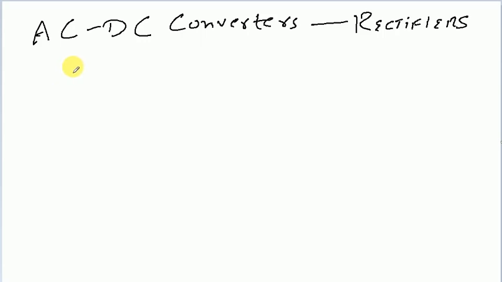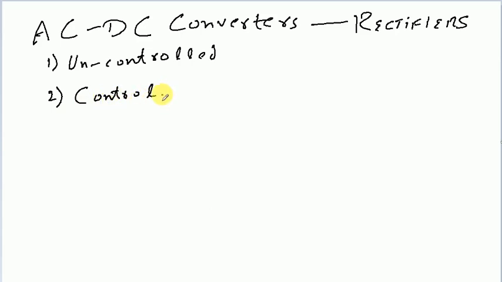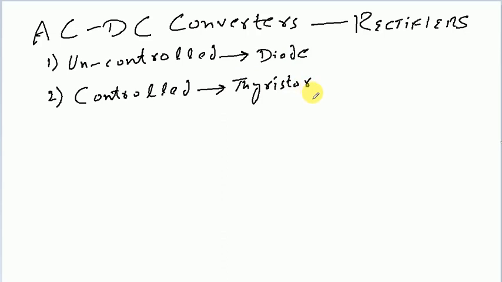In the discussion, we had discussed that we can have two different categories, broadly speaking, of AC to DC converters. The first category is called uncontrolled rectifiers, and the second category of these type of converters is termed as controlled rectifiers. In the case of uncontrolled, we are primarily using a diode as a switching device, while in controlled rectifiers, we are using a thyristor as the switching device or switching element.